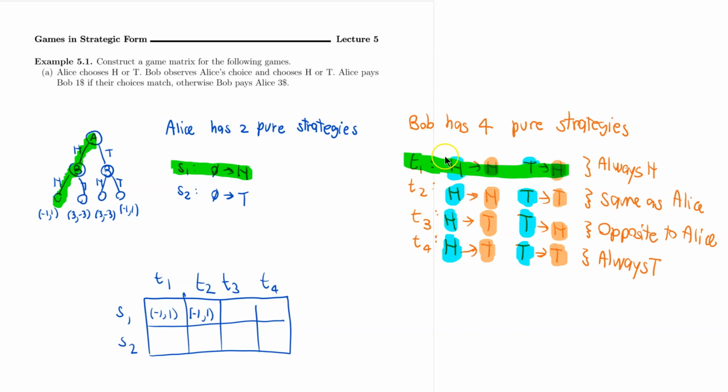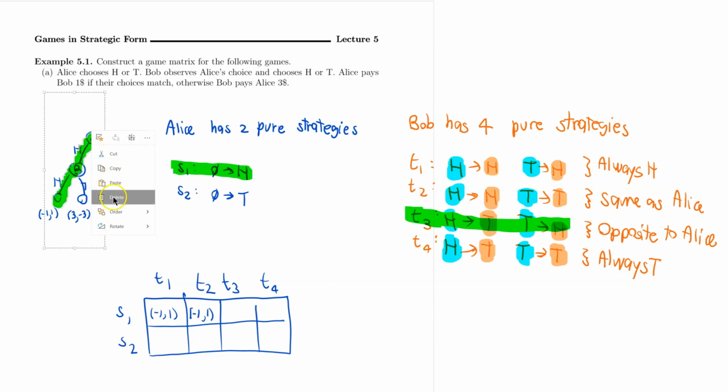Now, let's look at the entries in the first row and the third column. That means Alice plays S1 and Bob plays T3. In this case, Alice is going to choose head, so we're going to be down here, and then Bob is going to choose opposite to Alice. So we're going to end up at 3 and negative 3. That's going to be my entry of the matrix.